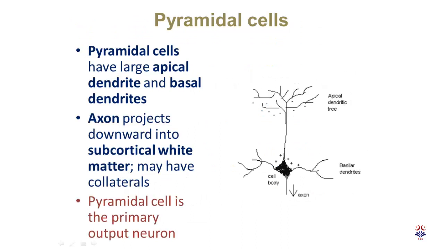Now we see the different cells. Pyramidal cells have large apical dendrites. These are the apical dendrites. The axon projects downward into the subcortical white matter. This is present in the gray matter. We have already discussed the 6 layers. The axon goes into the deeper part, that is the white matter of the cerebral hemisphere. And this pyramidal cell is the primary output neuron.